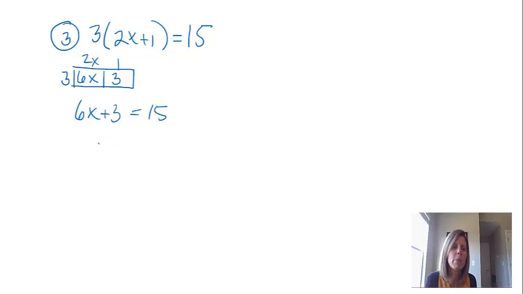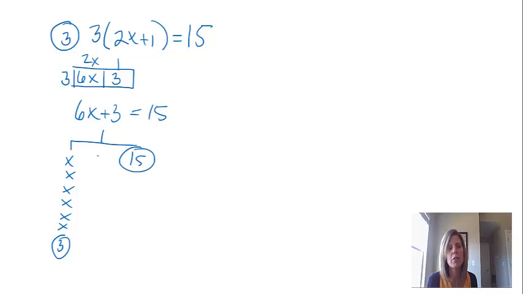Okay, and then I think I'll do this one using the mobile balance just because I think it's a little bit easier for people. So we're going to now have 6 x's, and then I have 3, so I'll put the 3 in a circle, and then I have the 15, so I'll put the 15 in a circle.